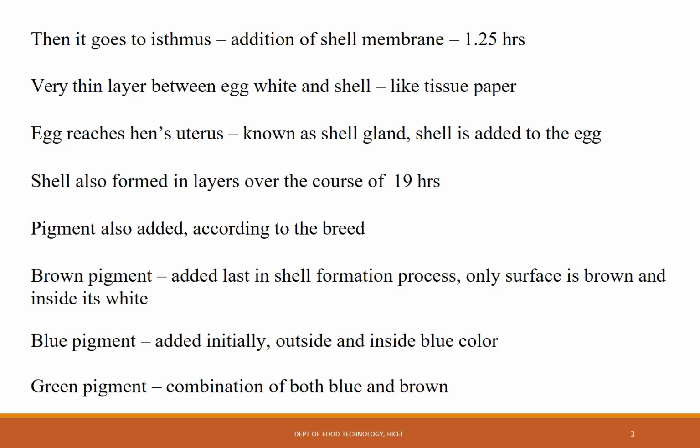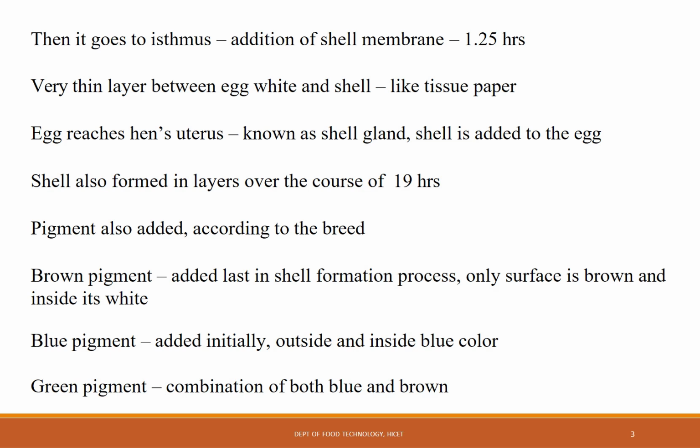After that, the egg reaches the hen's uterus, known as the shell gland, where the shell is added to the egg. The hard shell is added to the egg. So till now we saw how the yolk is formed. Then the next stage is egg white, that is albumin, is formed. Yes, after albumin, the shell membrane forms. After the shell membrane, the shell is formed.